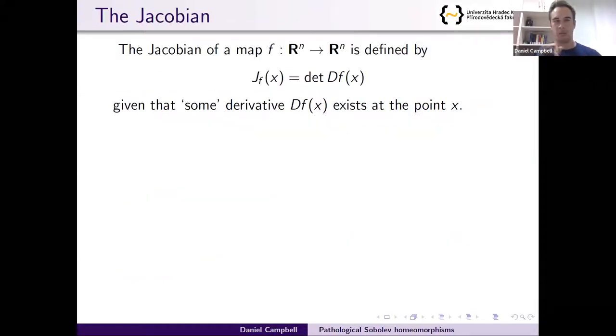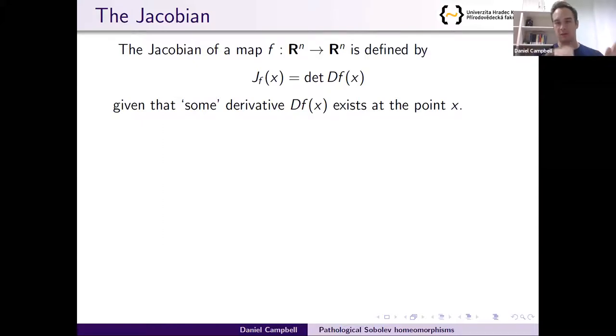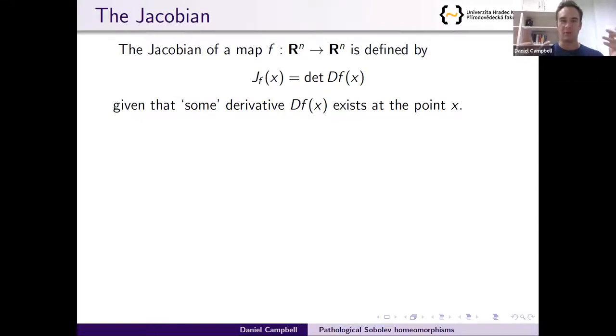Right. So the Jacobian, obviously, we all know it quite well. You've got some kind of derivative, be it strong, be it weak, or be it maybe approximative. And we're talking about the determinant of the derivative matrix.